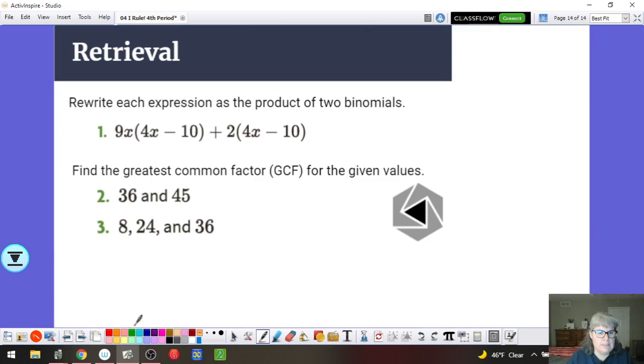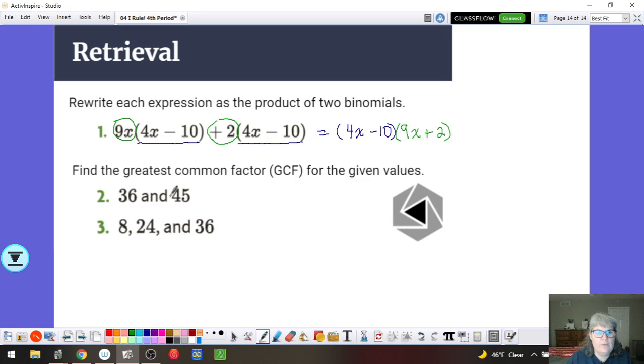So when you're practicing this in your assignment, look for what's common. In this case, it's the 4x minus 10, and you write that as the first binomial. Then you take what's left. We have 9x plus 2, and you write that as the second binomial. And that's all you need to do for rewriting these expressions as a product. Product means multiplication of 2 binomials.